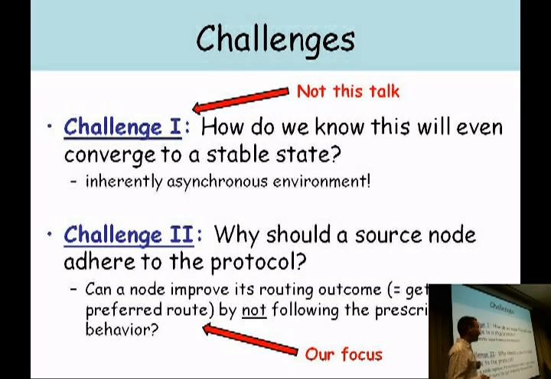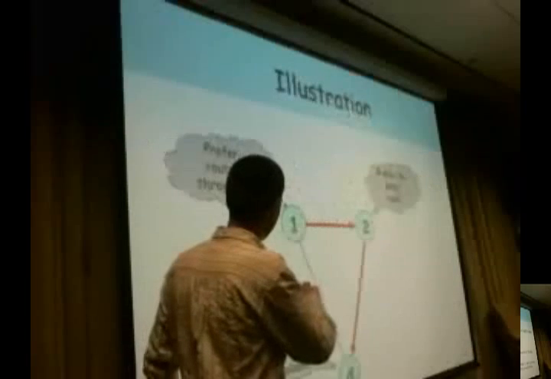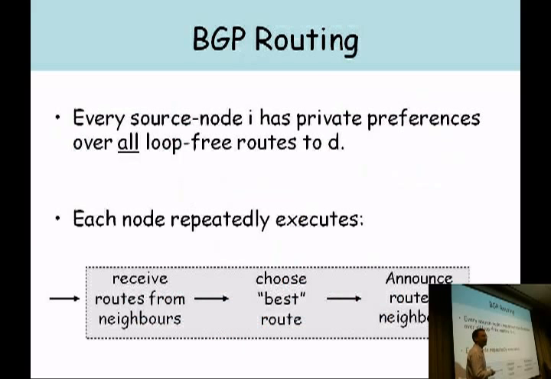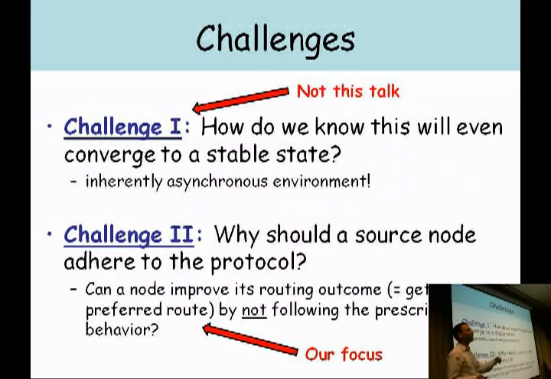The second challenge, which is going to be the main focus of this talk, is why should a source node even execute BGP? We're assuming that everyone follows this prescribed behavior. But each node can decide whether or not to follow this prescribed behavior. And the question is, if a long-sighted node can improve its own routing outcome by doing something else, maybe optimizing something, always choosing the second most preferred route, who knows, then surely it will do so. And like I said, this is a very active area of research. In this talk, I want to focus on the second challenge, the incentive question.